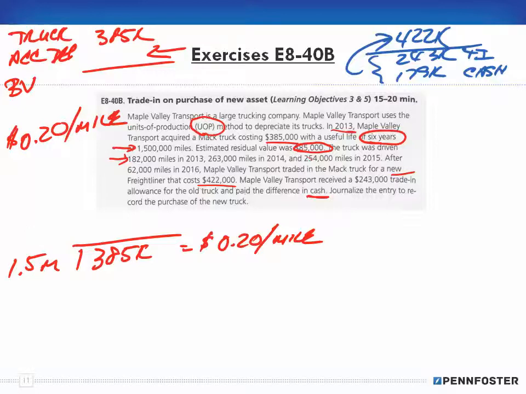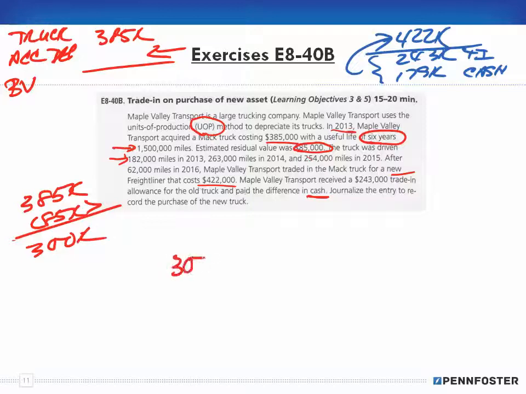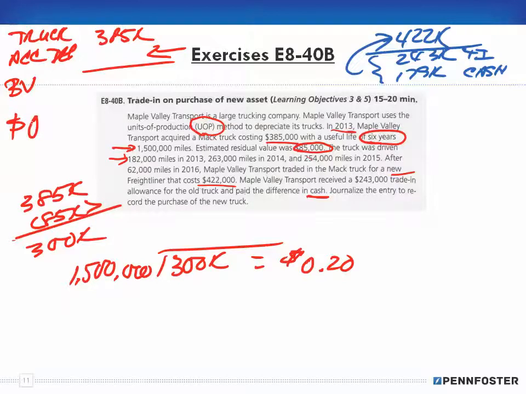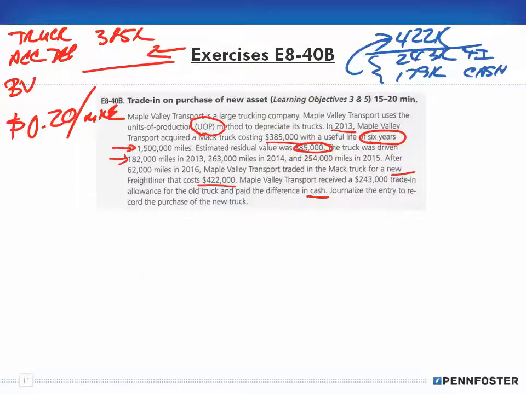Wait a minute, hold on, back up. I did that wrong because I didn't take into consideration the residual value. So I have 385,000 less 85,000 for residual value. That's $300,000. So I take my 300,000 and divide it by the 1,500,000, and that gives me 0.20. So I still end up with 0.20 per mile. If it was 385,000, that would be like 26 cents, so I know that's not right. I end up with units of production of 20 cents per mile.